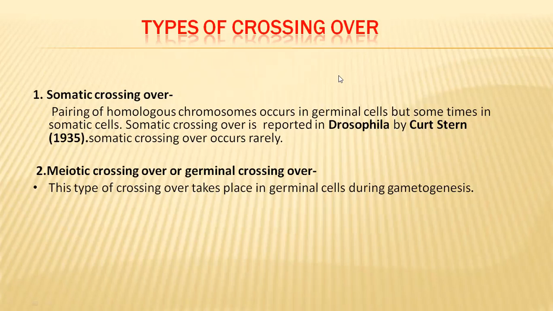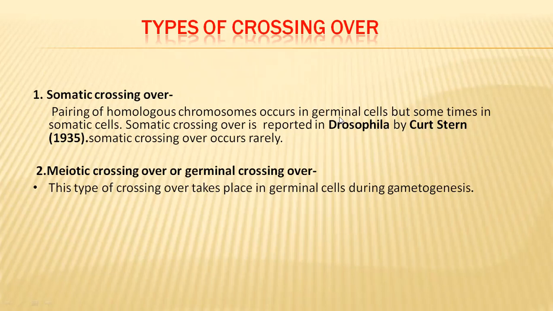Now the types of crossing over, based on the type of cells in which they occur. Based on this, there are two types of crossing over. One is somatic crossing over, and another is meiotic crossing over, or germinal crossing over. Somatic crossing over is very, very rare. Usually it will not occur in many organisms, but in some cases it was reported, like in Drosophila by Kurt Stern. When the crossing over occurs in somatic cells, it is called somatic crossing over.